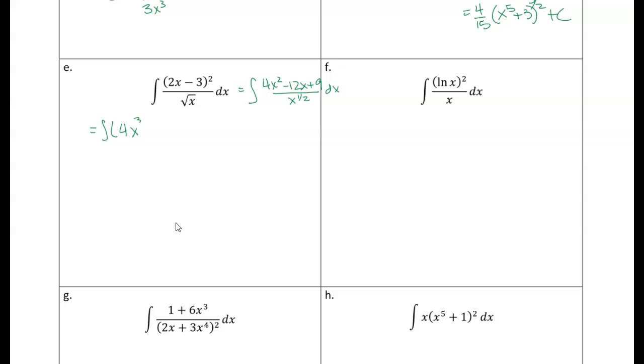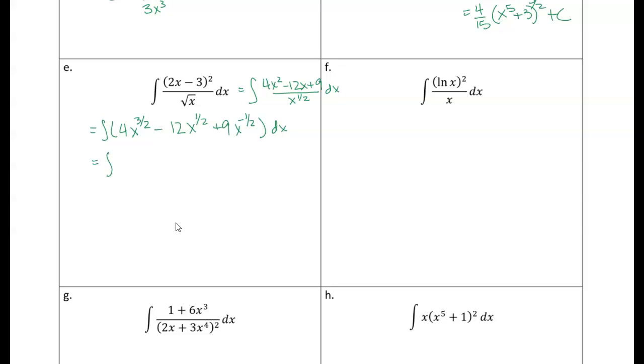4x to the 3/2, right? I'm just taking 4x squared over x to the 1/2. So 2 minus 1/2 gives me 3/2. And then I'm going to have minus 12x to the 1/2, right? x to the 1 minus 1/2, right? And then I'm going to have plus 9x to the minus 1/2, okay? And dx.